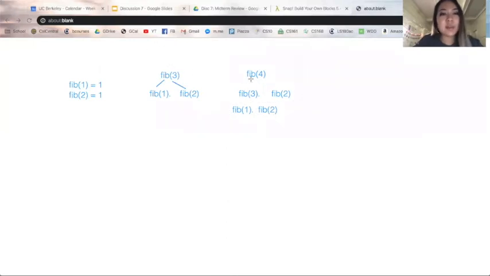So see, we're doing some redundant calculation here, right? I calculated Fib 2 once over here. Oops. Over here. And then I calculated it again here. So this is a highly inefficient function.